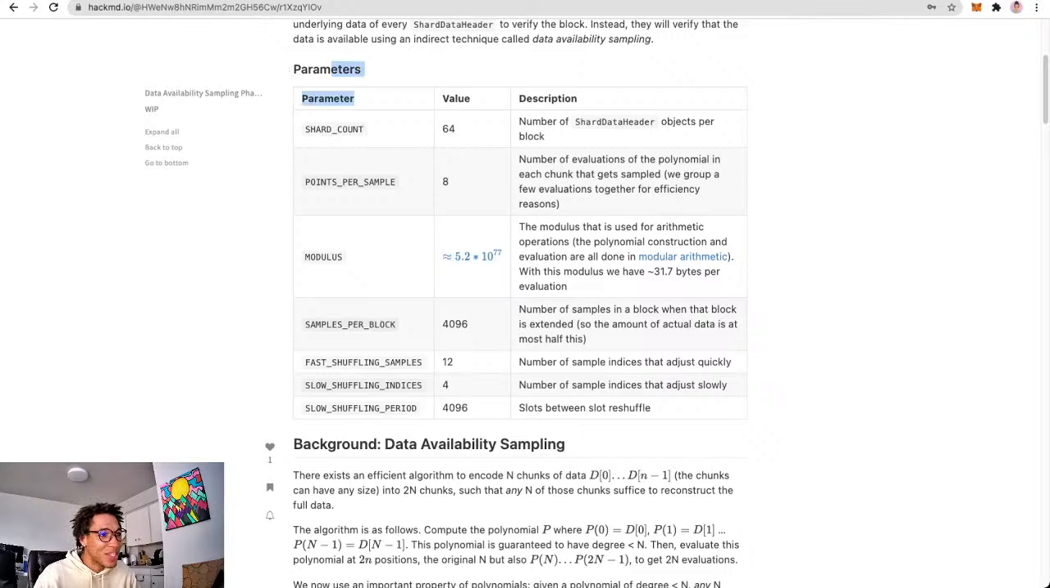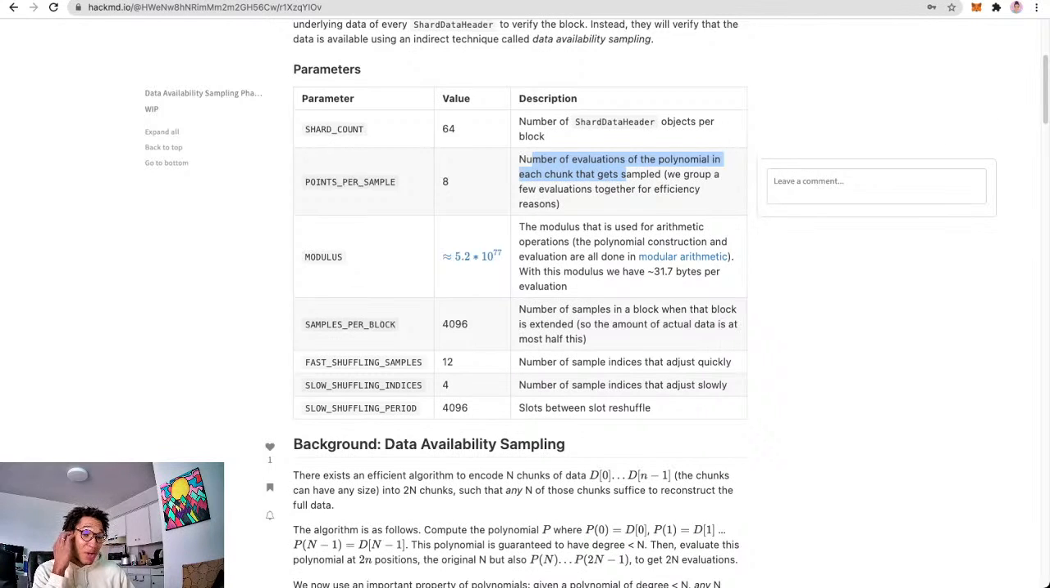So parameters. You're going to have shard count. We're looking at 64 shards still, apparently. Points per sample, 8. So this is the number of block data header objects per block. The points per sample is the number of evaluations of the polynomial in each chunk that gets sampled.